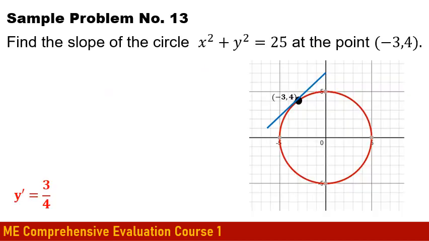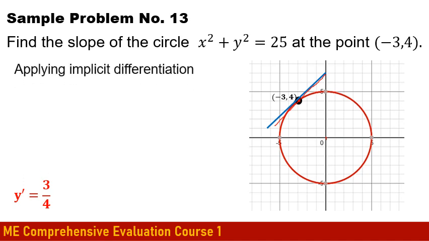So let us have an example. Find the slope of the circle x squared plus y squared is equal to 25 at the point (-3, 4). So this is the circle. It has a center at (0, 0) because there are no h and k values. The radius is equal to 5 because that's just the square root of 25. The point (-3, 4) is located here, and we are concerned with the slope of the circle at this point. So it refers to the slope of the line that is tangent to the curve at that point.